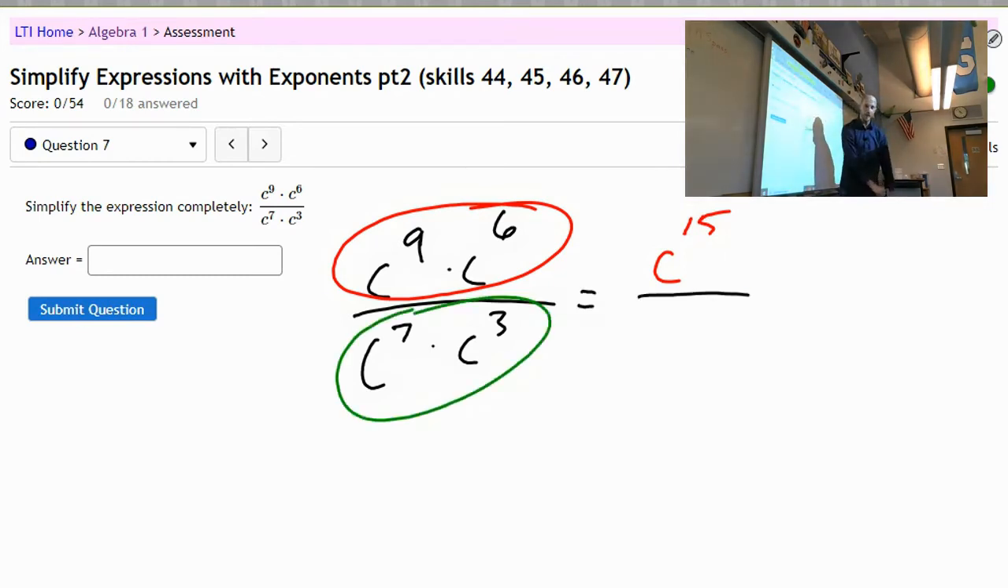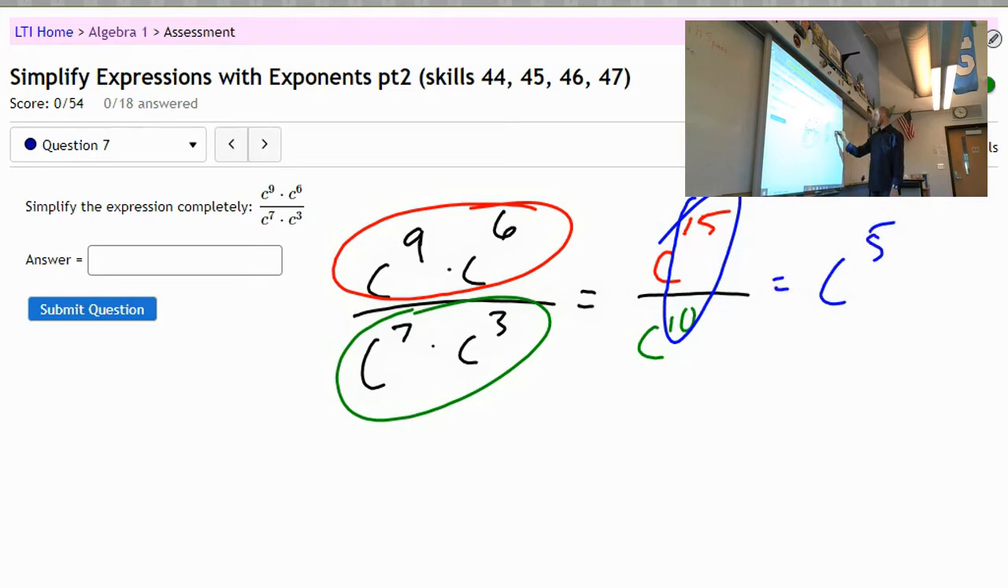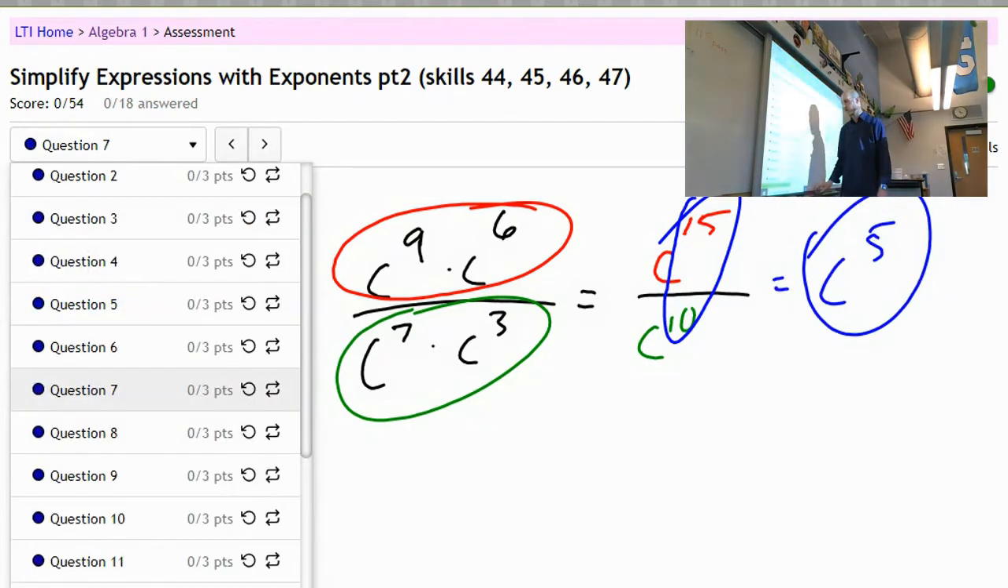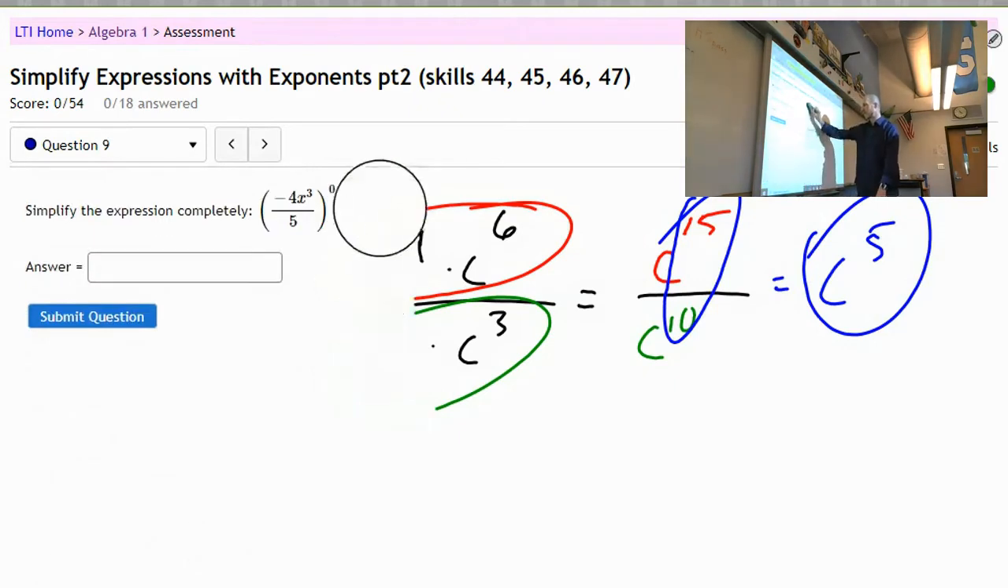Denominator, pretty similar. It's a multiplication problem, so we're going to add those exponents. 7 plus 3 is 10. Now I have a division problem, and in a division problem involving the same bases, subtract the exponents. The larger exponent is in the numerator, so after I subtract, my answer is going to stay in the numerator. 15 minus 10 is 5. Number 9.